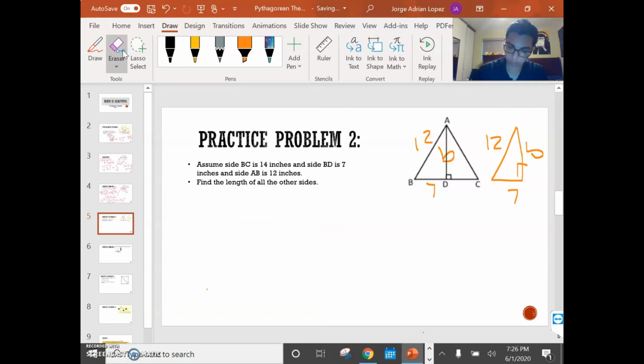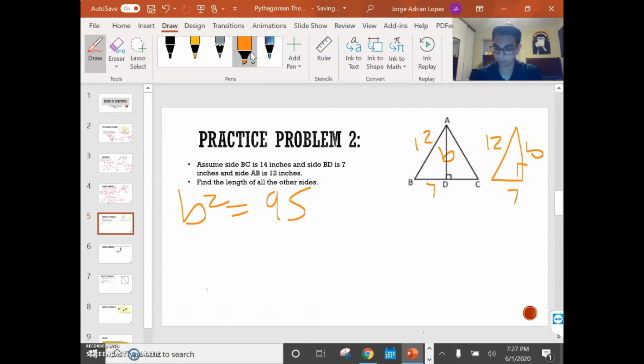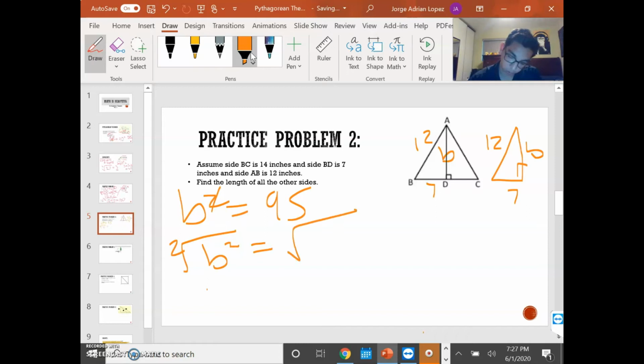All right. So b squared is equal to 95. Now, what do we do at this point? Square root b squared, so we can get rid of the exponent, right? We want to get rid of the exponent, so we're going to do the square root of b squared is equal to the square root of 95. Okay? So the square root of b squared and the square root of 95 is equal to what?